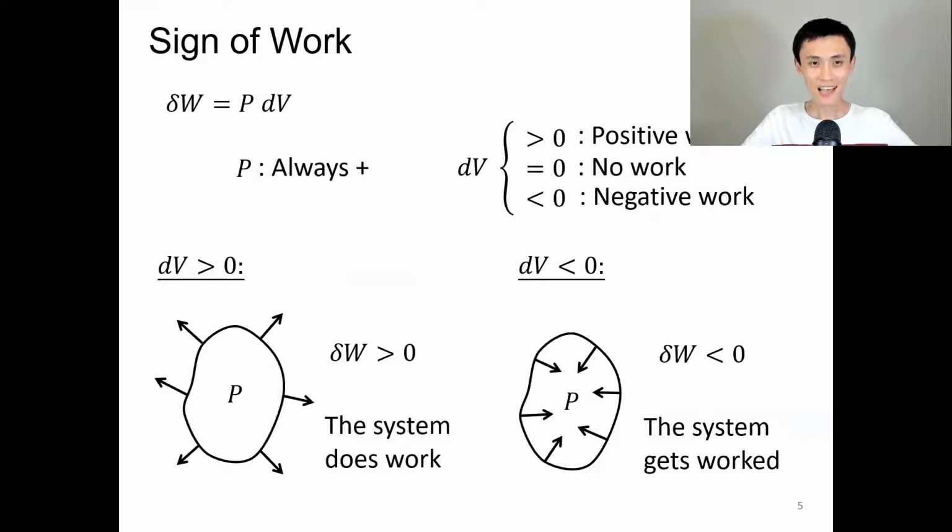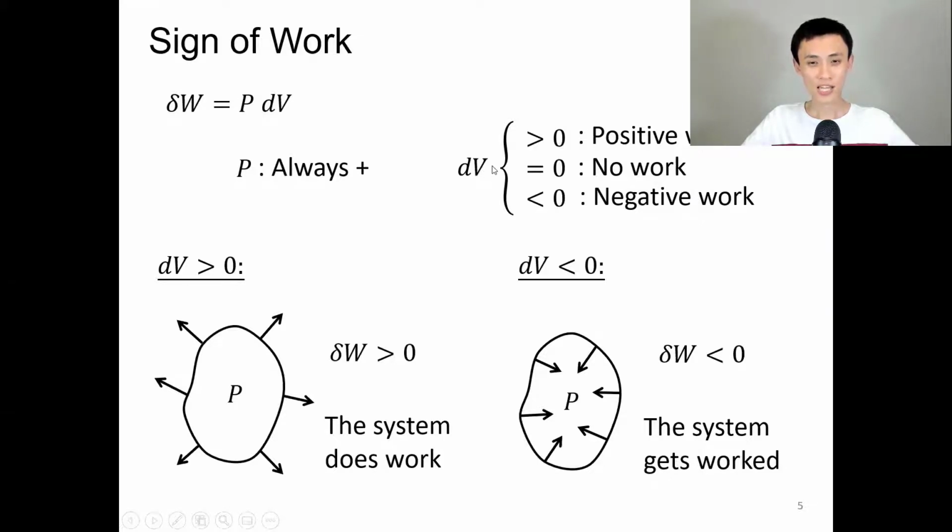Then the next one is the sign of the work. The sign of the work depends on the pressure and the volume difference. The pressure is always positive; we don't have negative pressure, so that doesn't exist. The other term is the volume difference. If the volume difference is greater than 0, then we are going to have a positive work, because pressure is positive and dV is greater than 0. So work will be positive.